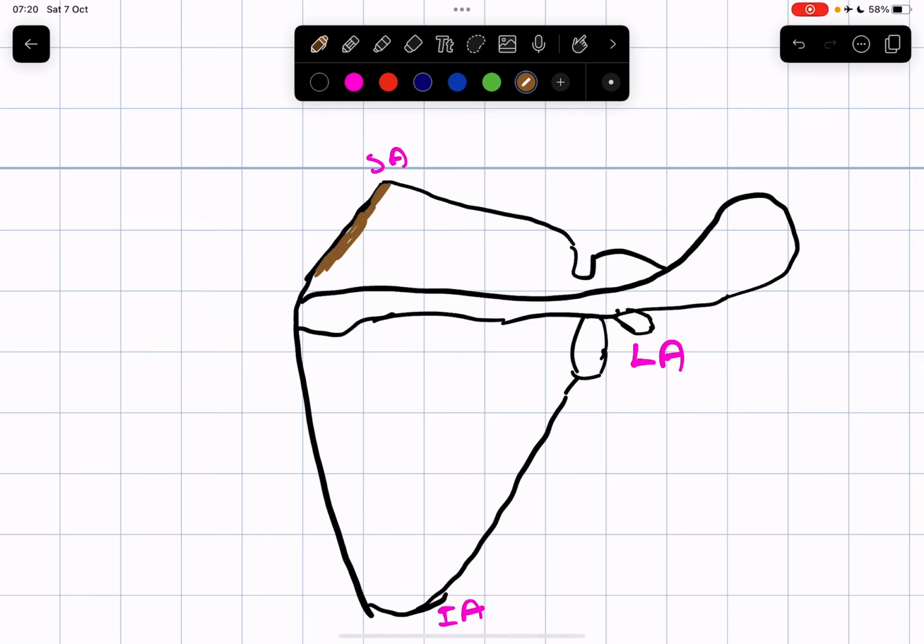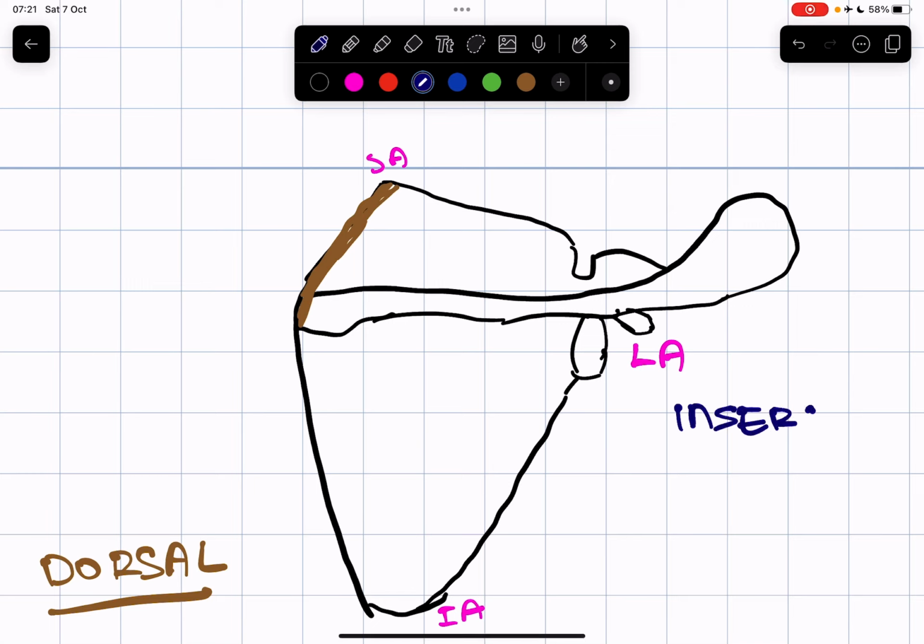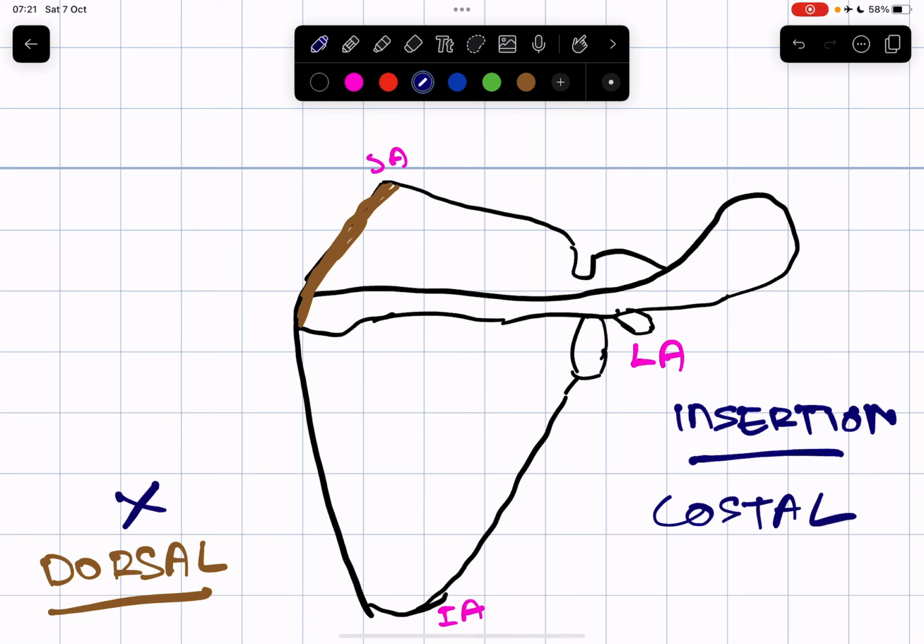So from here to here, that is from the superior angle to the root of the spine. Because I wanted to show you the root of the spine, I drew the dorsal surface. But remember, insertion is into which surface? Insertion is to the costal surface and not to the dorsal surface. So the first digitation will be inserted from the superior angle up to the root of the spine on the ventral surface along the medial border.